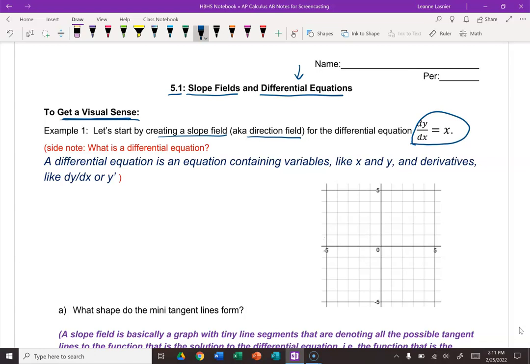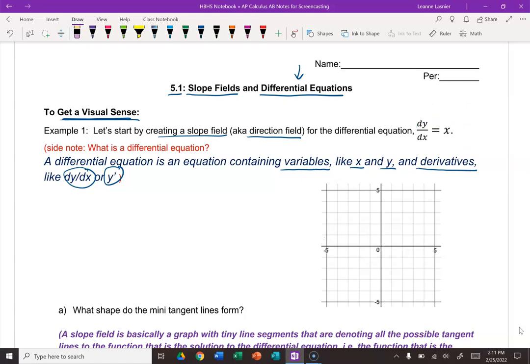So really quick side note, what is a differential equation? It's basically an equation that contains both variables, like it could have an x or a y in it. In this case, this one's got an x. But this equation could also contain derivatives, like dy dx, or sometimes this is referred to as y prime. This one's got the dy dx.